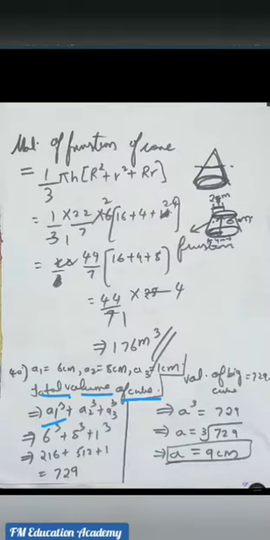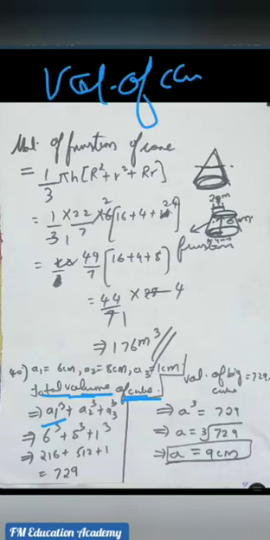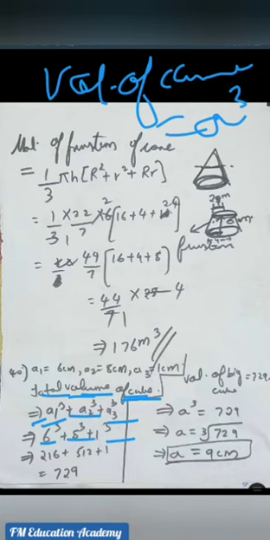Let us suppose that the edge of the new cube is indicated by A. Let us find the side of the new cube which is melted and formed. The total volume will be equal to, we know the formula for the volume of a cube is side cube. Here we are indicating the side as A, so A cube. So A1 cube plus A2 cube plus A3 cube is the total volume. Substitute 6 cube plus 8 cube plus 1 cube. 6 cube is 216 plus 8 cube is 512 plus 1 cube is 1. We got the total volume of the new cube which is formed as 729.